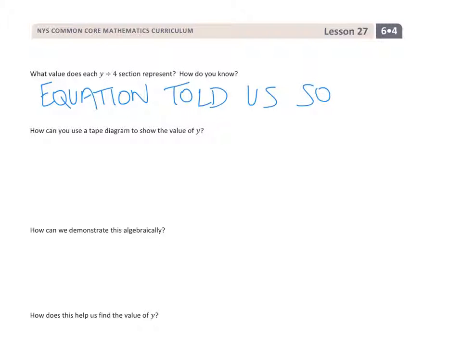So how can we use the tape diagram to show the value of y? We added up all of our 2's.